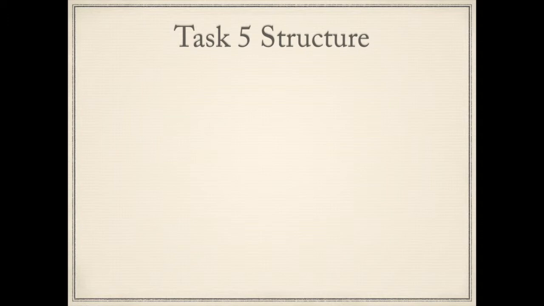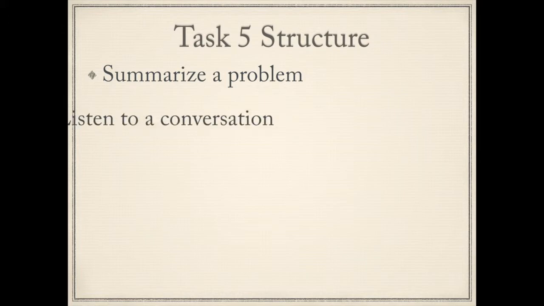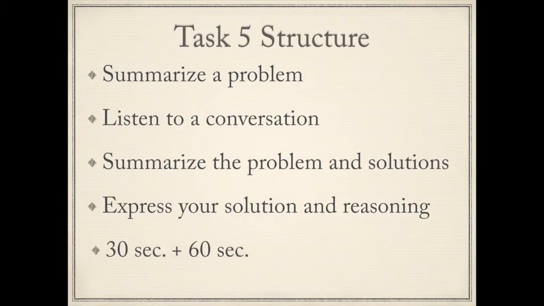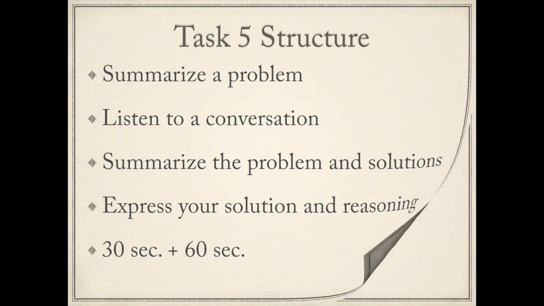And so there are 2 solutions: either pay more to fly in early, to arrive earlier, or to skip orientation. So there are pros and cons to both, and you have to give your reasons. So that's the structure of task 5. You need to summarize the problem, and then after you listen to the conversation, express a solution that you have and give reasoning. You'll have 30 seconds to prepare and 60 seconds to answer.